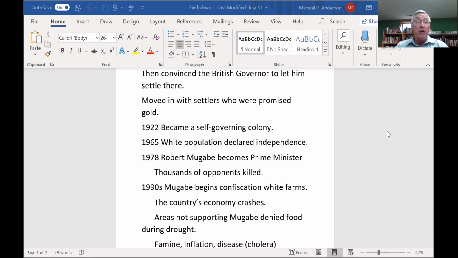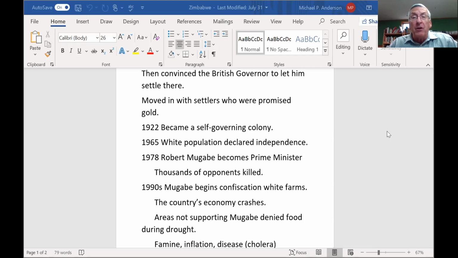And so the first few years of him being in charge, he didn't do too much with the white population because he needed their taxes and that kind of stuff. But he ended up killing thousands of his opponents. This was black on black violence in a big, big way. And eventually he defeated all of the opposition in a rather bloody campaign.